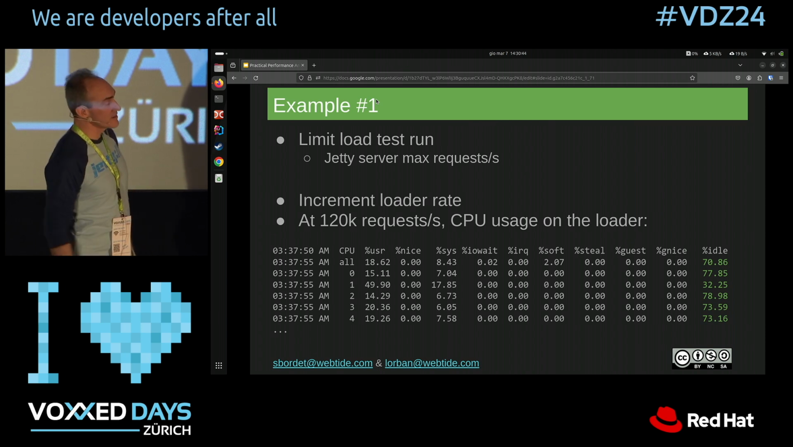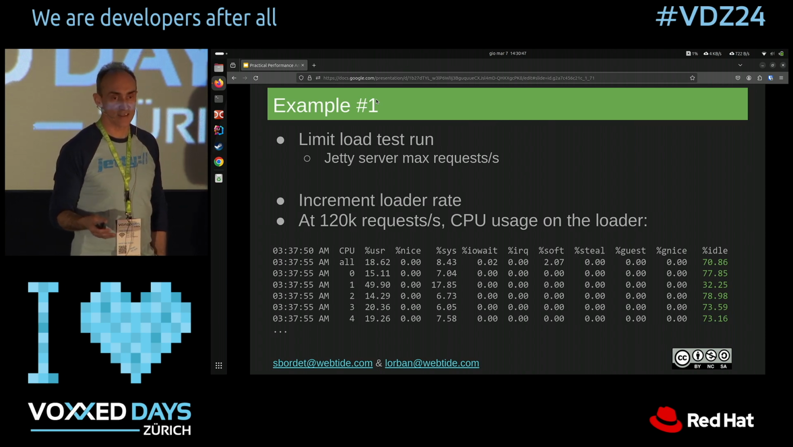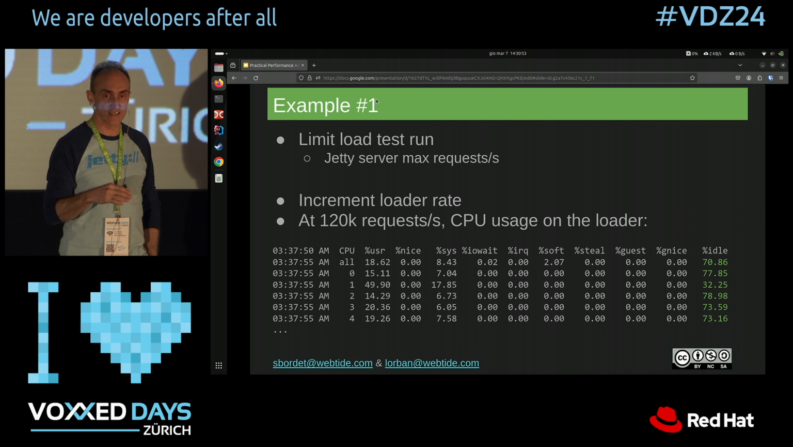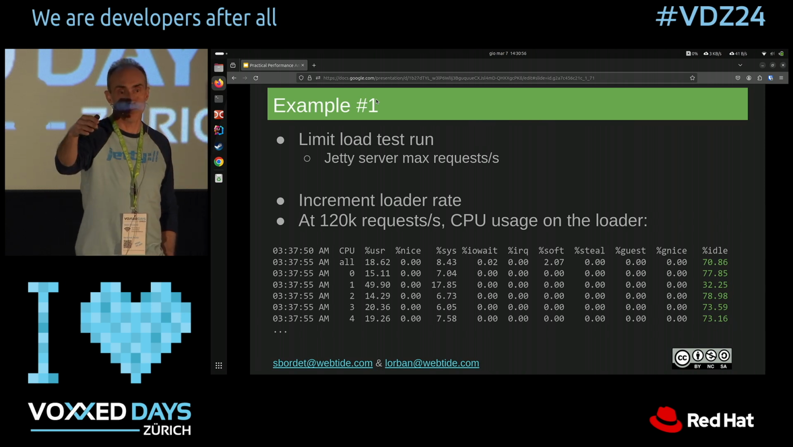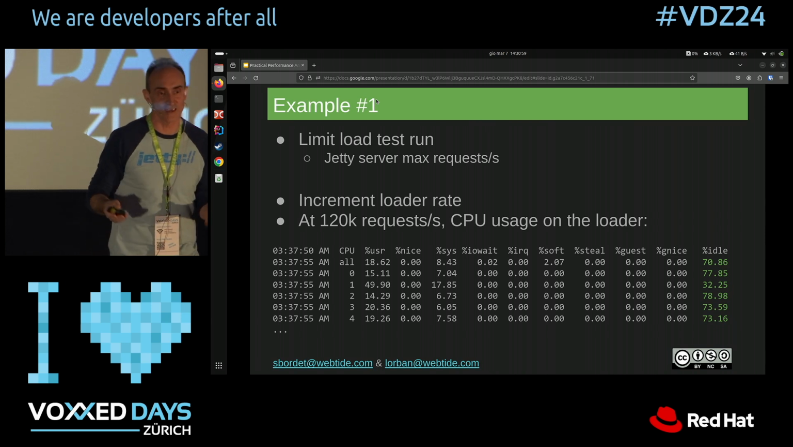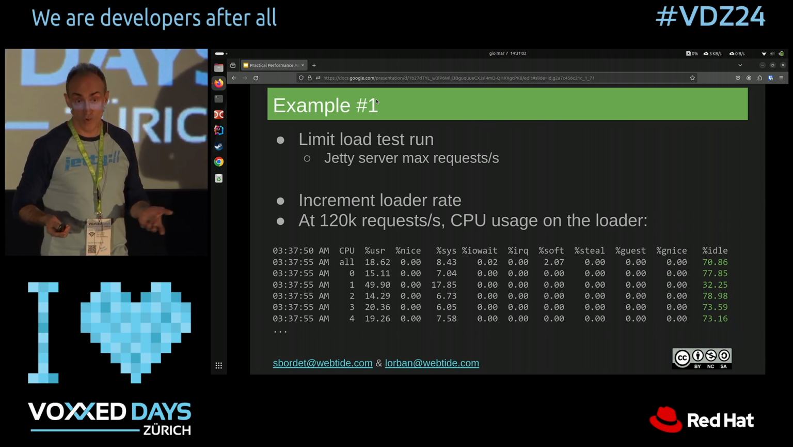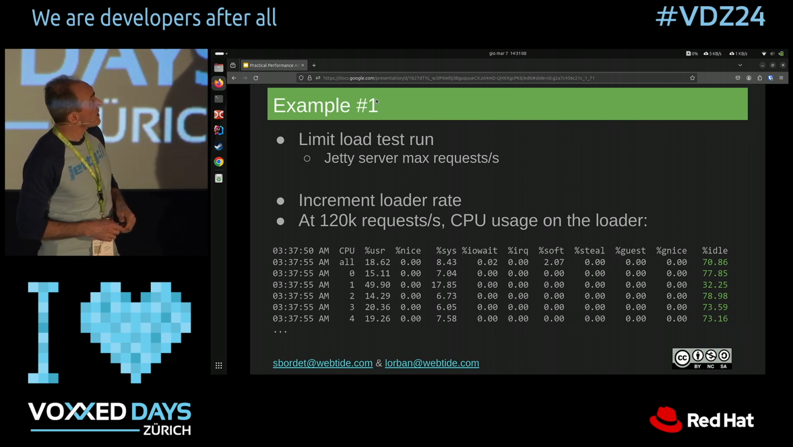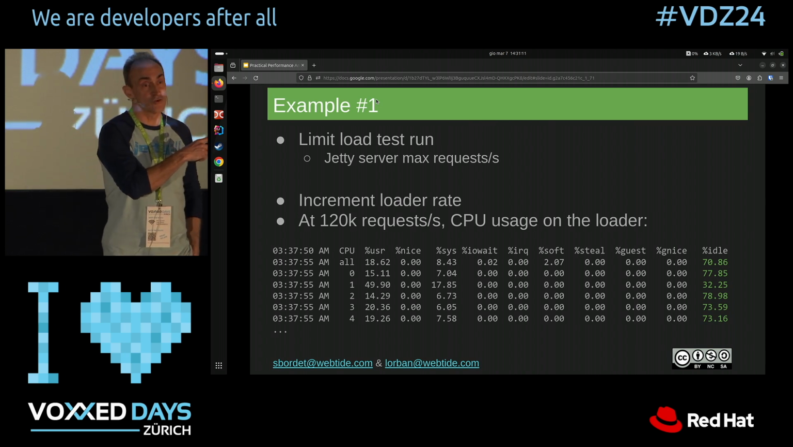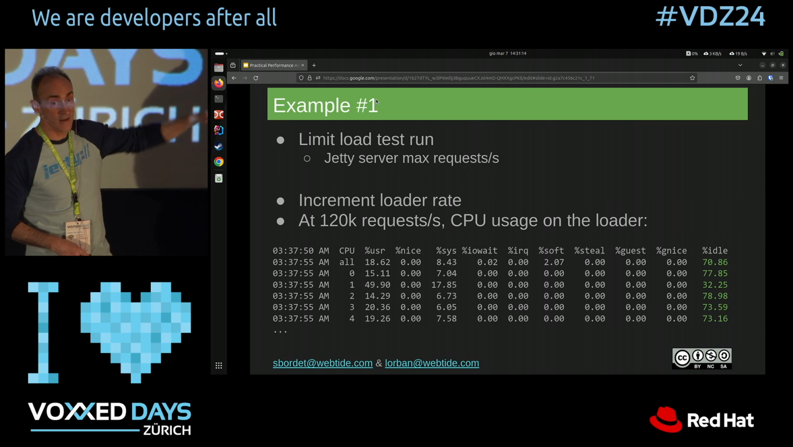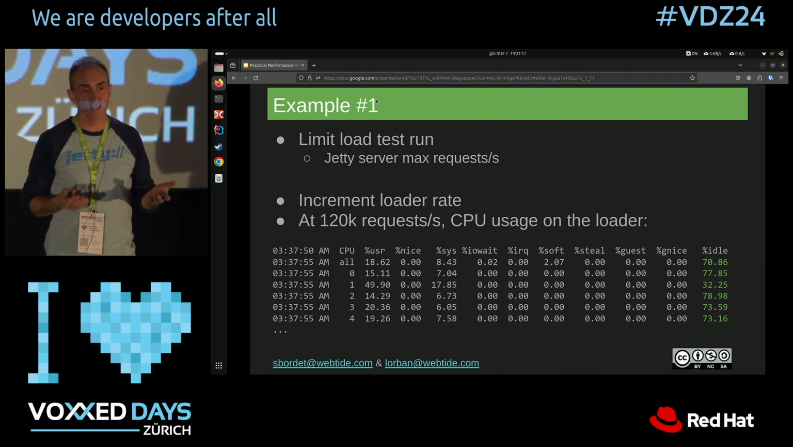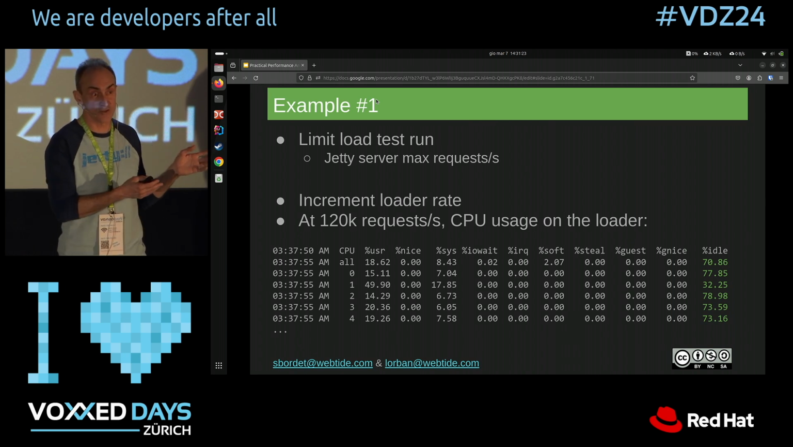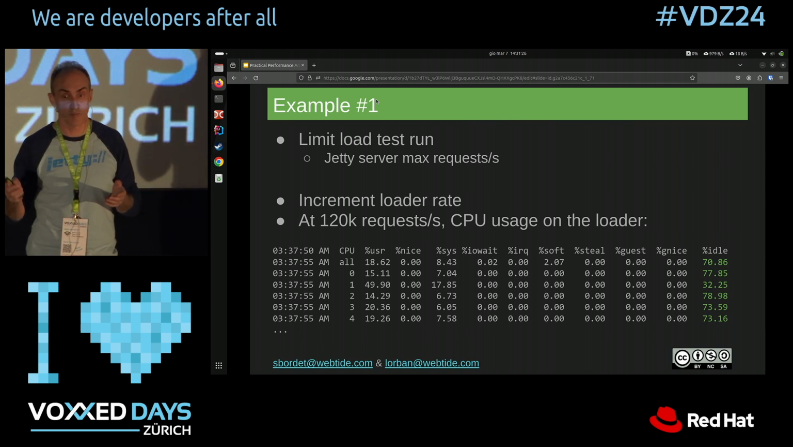So this is a run where we wanted to do a limit load testing on the Jetty project, and we wanted to increment the load rate. We started at 60,000 requests per second. We wanted to see what was the maximum throughput that we could achieve on the server for the load that we had. So we arrive at 120K requests per second, and we have the CPU usage. You see the last column, it's all green, because there are about 70-75% idle CPUs. Idle, meaning these CPUs were only doing 25% of work.